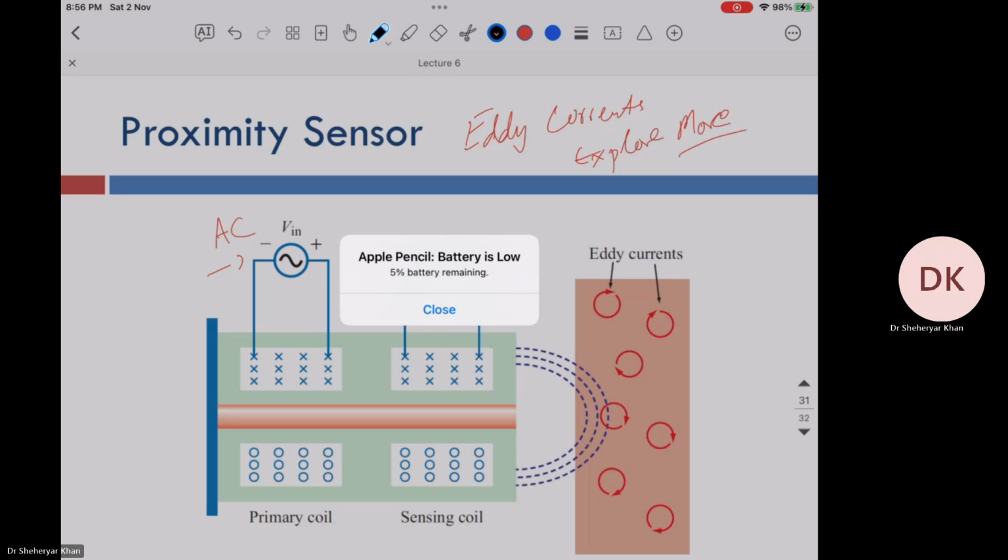Okay. Same thing, induction. We will study this by Faraday's law of electromagnetic induction, time varying field. That's our last chapter, last topic. Okay. Is it clear? Okay.